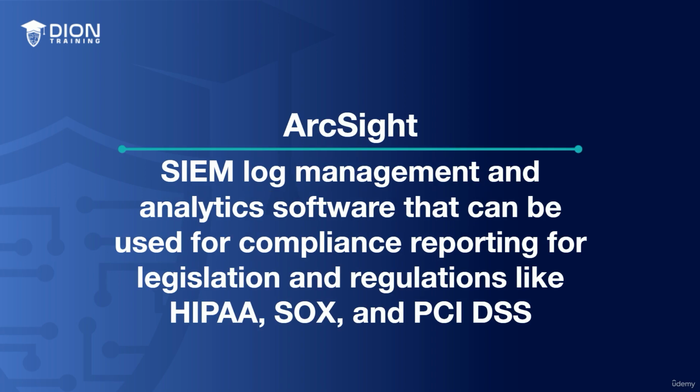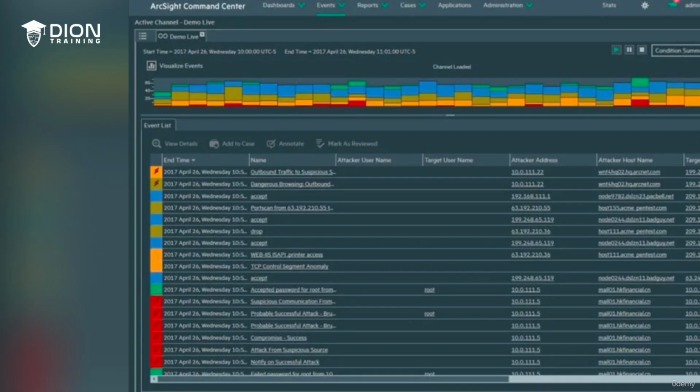Third, we have ArcSight. ArcSight is a SIEM log management and analytics software that can be used for compliance reporting for legislation and regulations like HIPAA, SOX, and PCI DSS. When you look at ArcSight, it looks a lot like any of the other dashboards I've already shown you, and again, you can drill down into that information and display it in lots of different ways.